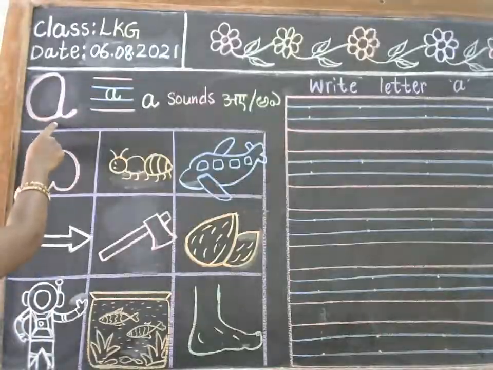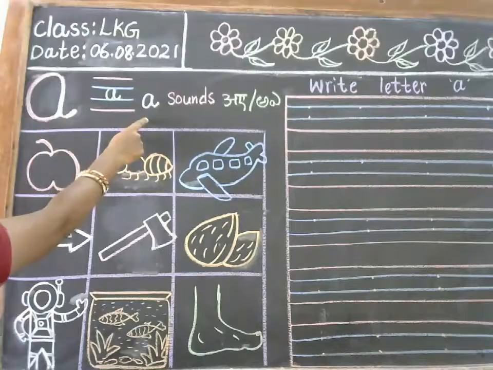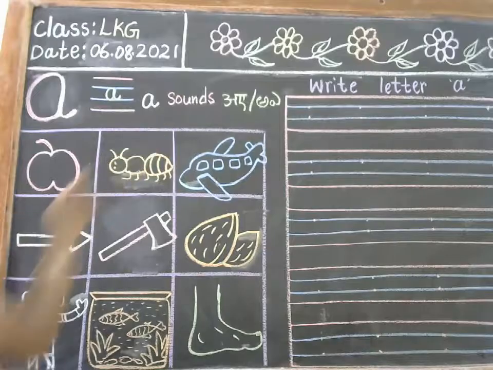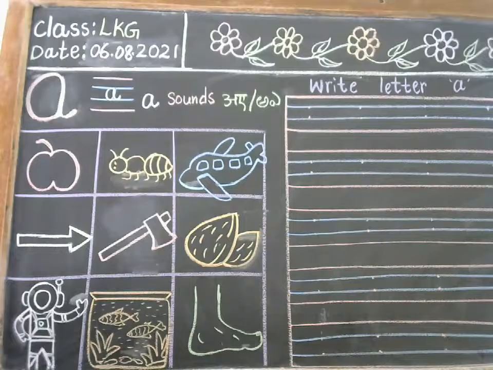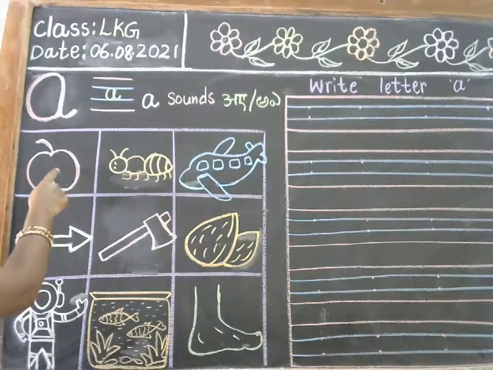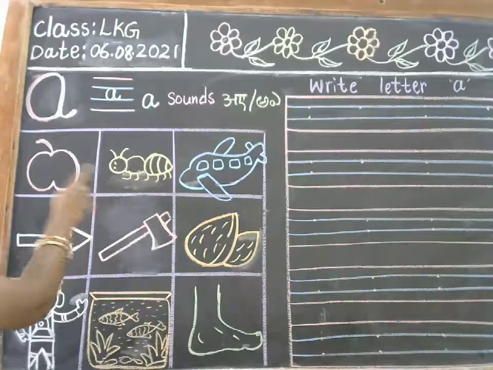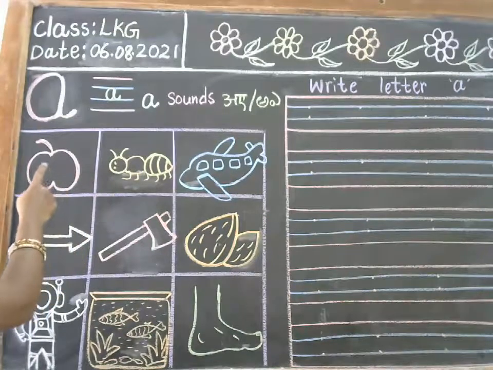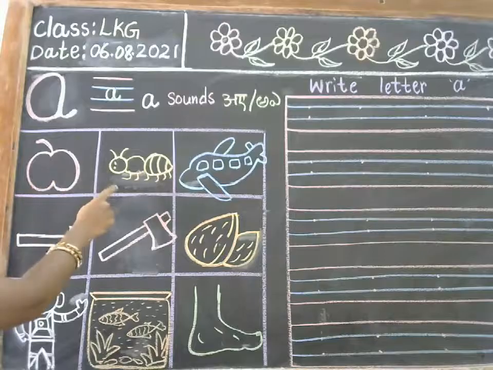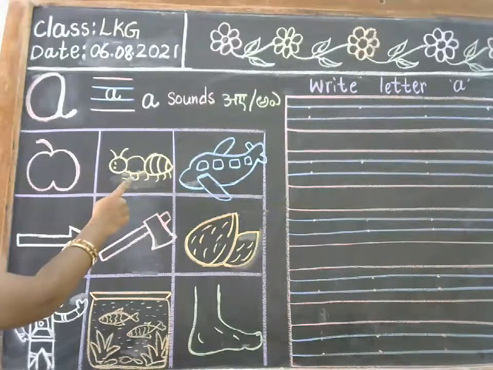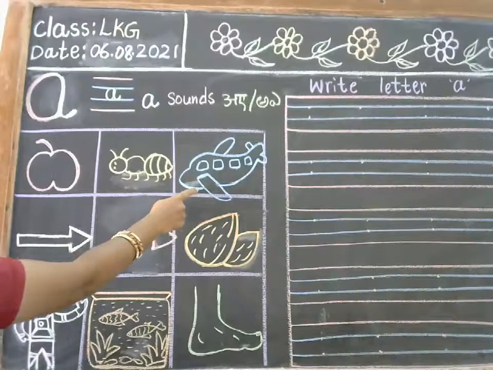This is letter A. A sounds A. A for apple. A for ant. A for apple. A, A, apple. A for ant. A, A, ant. A for aeroplane. A, A, aeroplane.